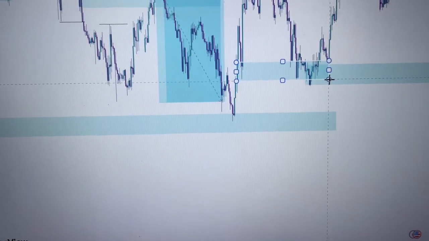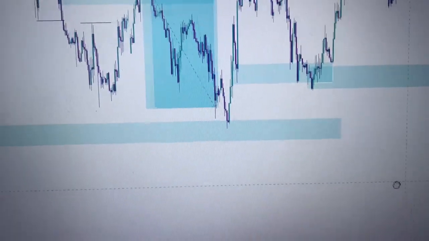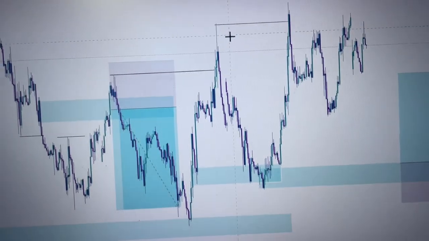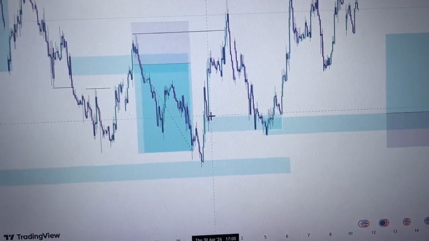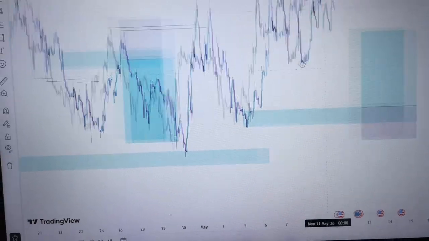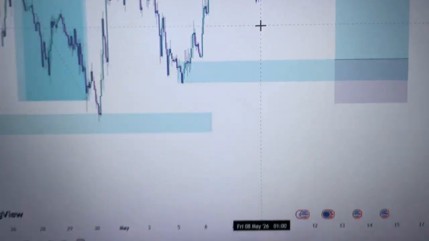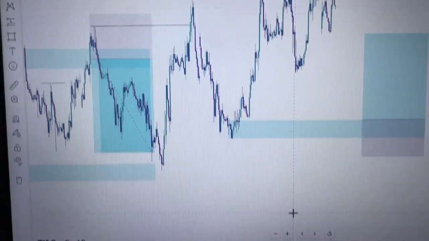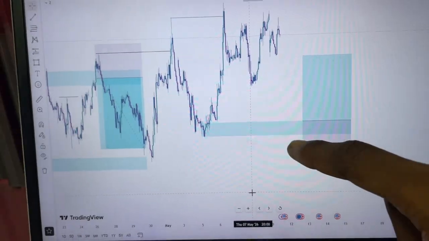So price mitigated the demand zone somewhere around here, and as you can see, it took out structure to the upside, indicating that there are still buyers in this market. So this is my current zone I am interested in buying from. All right, this particular zone I am interested in buying from, and it is Euro USD.